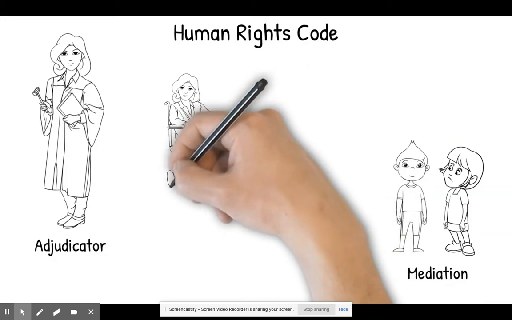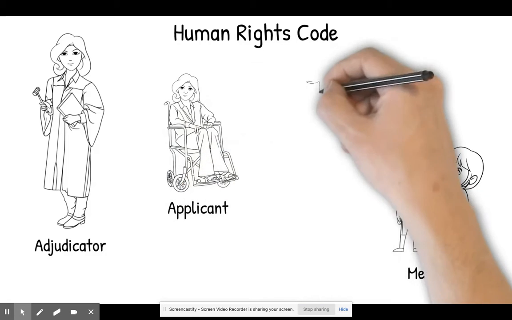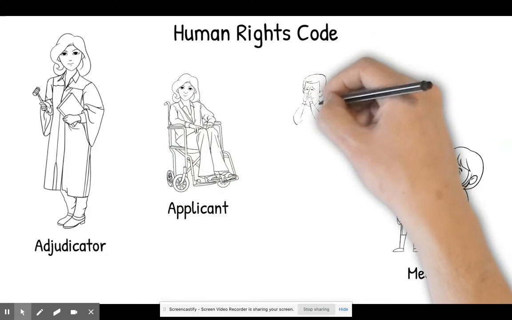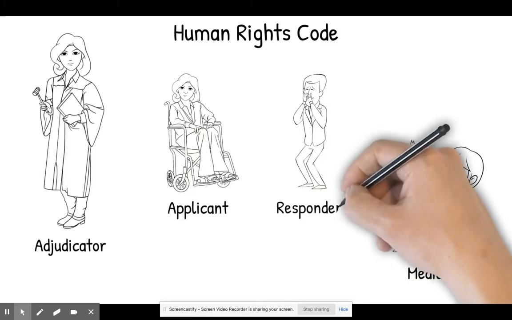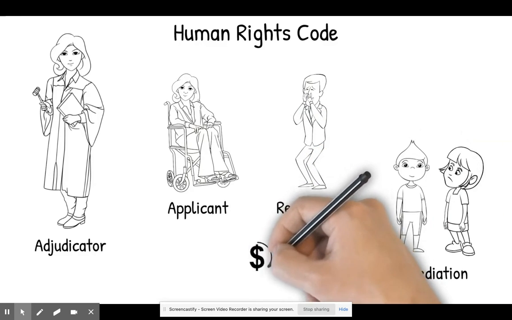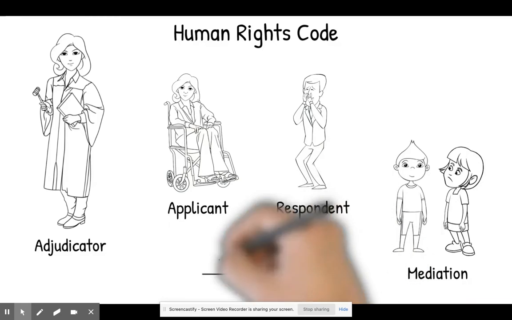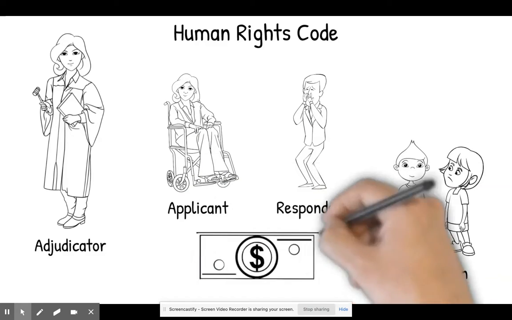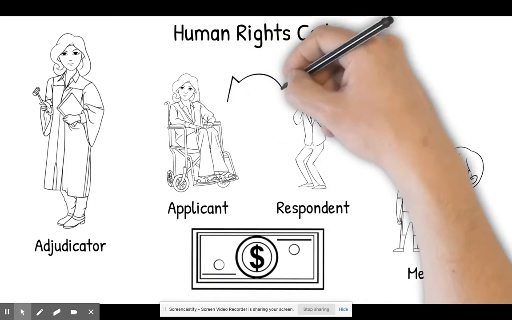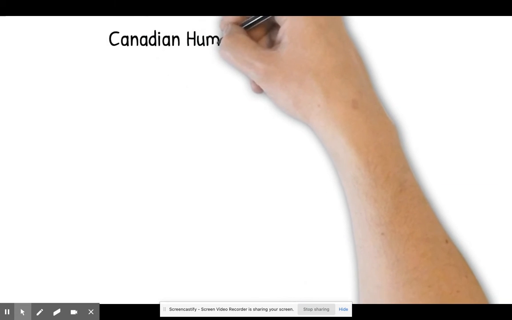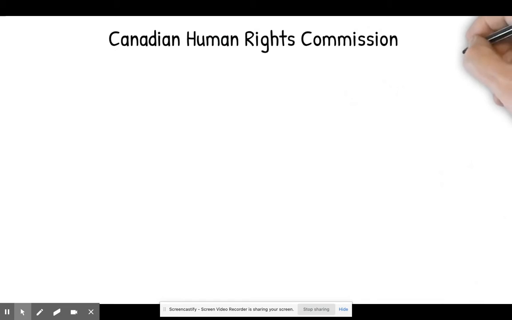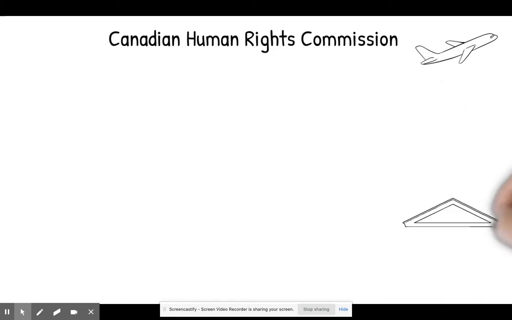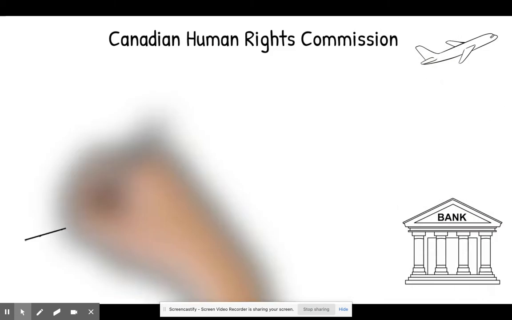A person who brings his or her case to the HRTO is called an applicant. A person or company who receives a complaint against them by the applicant is called a respondent. If an adjudicator is convinced that the respondent harassed or discriminated against the applicant and there has been an injury to the applicant's dignity, feelings, or self-worth, then the adjudicator can order the respondent to pay money to the applicant. Keep in mind that some cases must go to the Canadian Human Rights Commission instead, and the Human Rights Tribunal of Ontario cannot deal with those types of cases. The CHRC deals with cases that are in the federal sector.